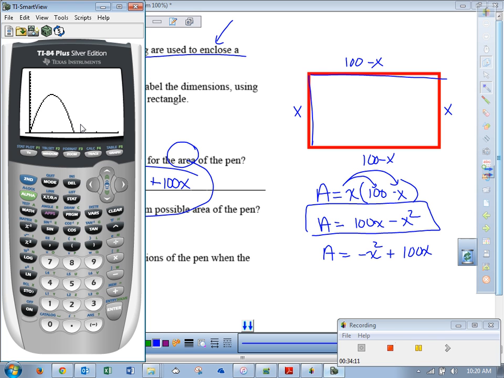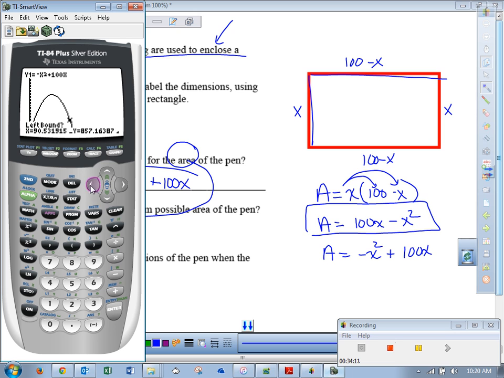Where, oh where, would the maximum area be on this graph? Do you know anywhere where this graph maxes out? At the vertex. So if we find the vertex, that's our maximum area. You could do the opposite of b over 2a. Since I got it graphed, I'm just going to calculate it real quick. That would be the maximum.